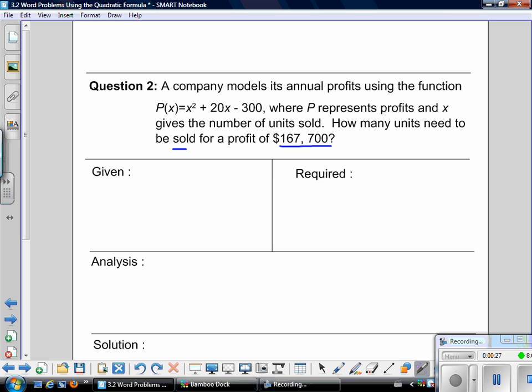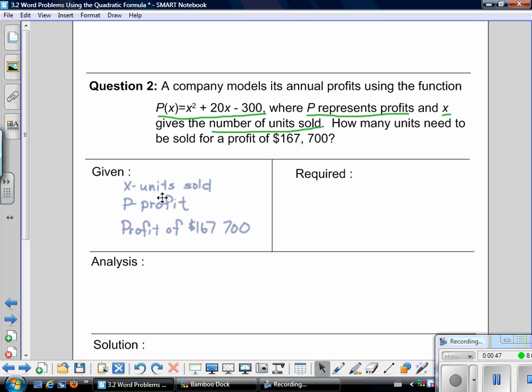Okay, so we're actually given a fair amount of information. It's kind of nice too that they actually gave us an equation. That helps a little bit too. So let's look at what we're given. We're obviously given our formula. We're given the fact that P represents profit and X is the number of units sold. So under the given, that's what we're going to put. We have units sold, P is profit, and profit needs to be 167,700.